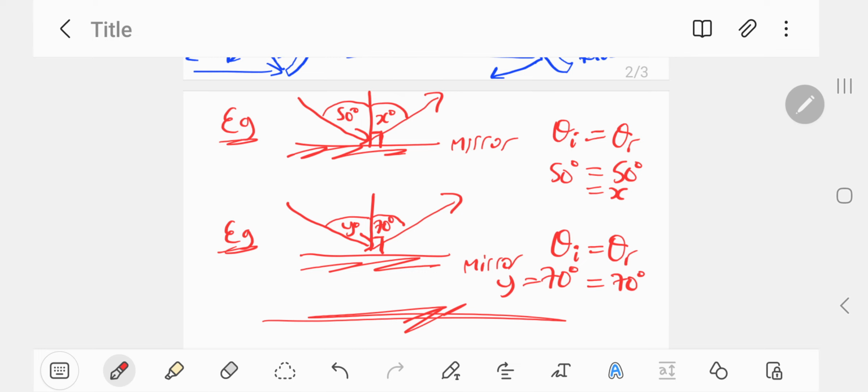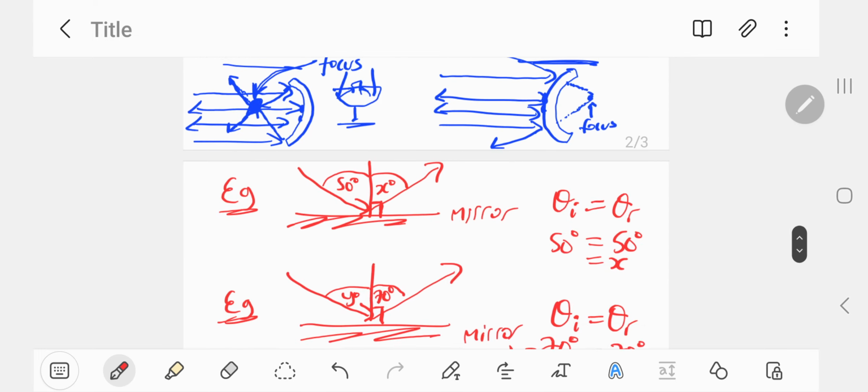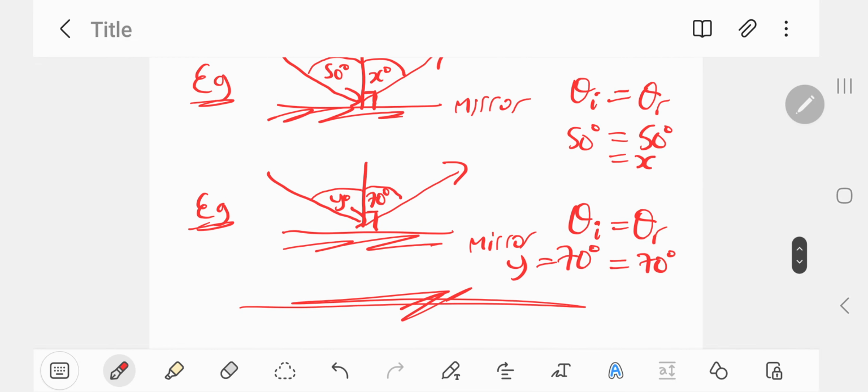The law of reflection states that when light bounces off a surface, the angle of incidence is equal to the angle of reflection. And mirrors come in 2 main types: concave, which converge, focus the light rays, and convex, which diverge, make the light rays spread out.